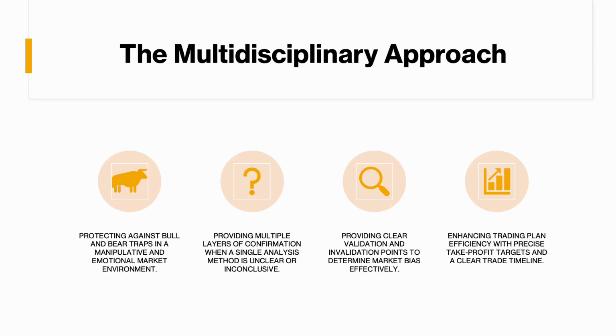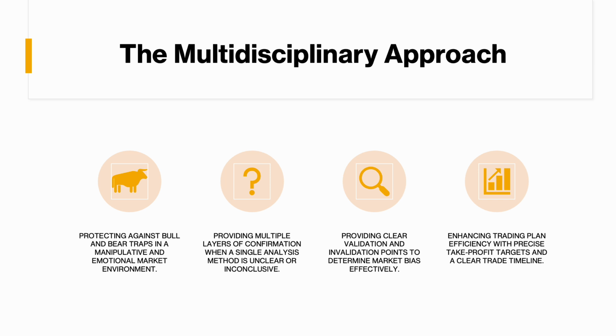The need to use a multidisciplinary approach to identifying a bull market top. While a multidisciplinary approach to identifying a bull market top adds complexity, violating the KISS, keep it simple principle, it offers traders a distinct edge by: 1. Protecting against bull and bear traps in a manipulative and emotional market environment. 2. Providing multiple layers of confirmation when a single analysis method is unclear or inconclusive. 3. Providing clear validation and invalidation points to determine market bias effectively. 4. Enhancing trading plan efficiency with precise take-profit targets in a clear trade timeline.